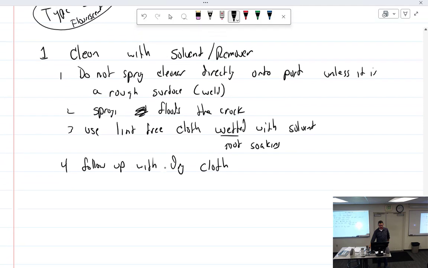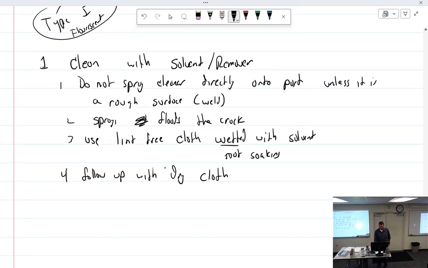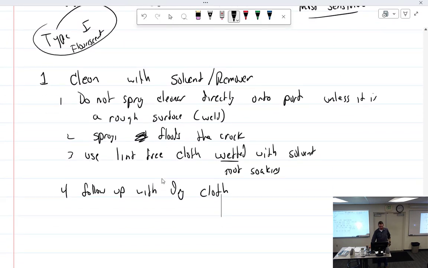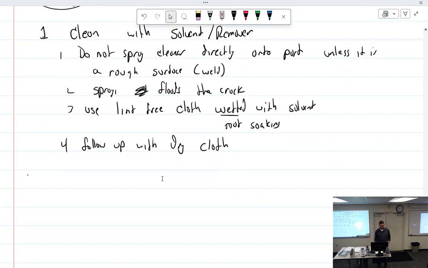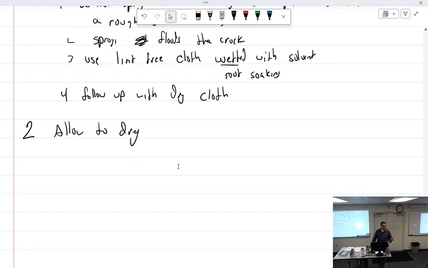All right, now what are we going to do? Apply the penetrant. But first, allow to dry. We want to make sure that any solvent, water, anything we use is completely and fully dry. What can we do to help it dry? Heat. We have an oven. You can put it in the oven for a little while. You can also use compressed air to blow out the crack, the discontinuity, the whole part. So allow it to dry.